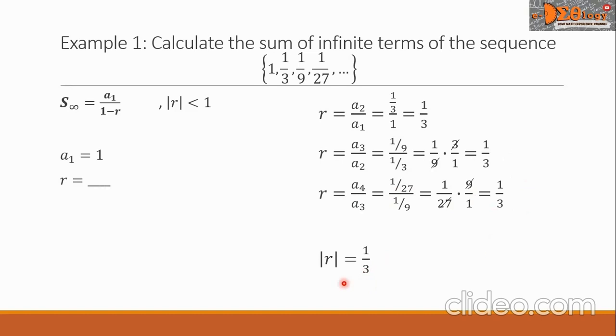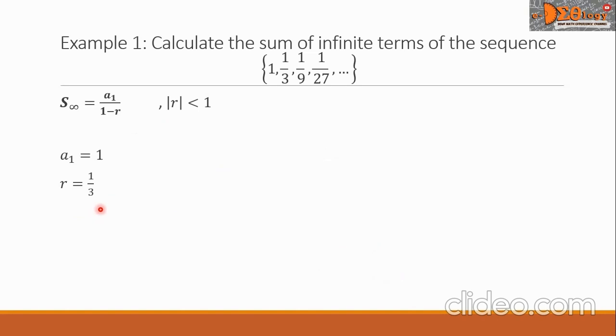So we can write the absolute value of r is 1 over 3, and take note that this is less than 1. So we can use our formula here. And then let us write this value in our blank opposite the r on this side. Then let us start solving for S sub infinity.